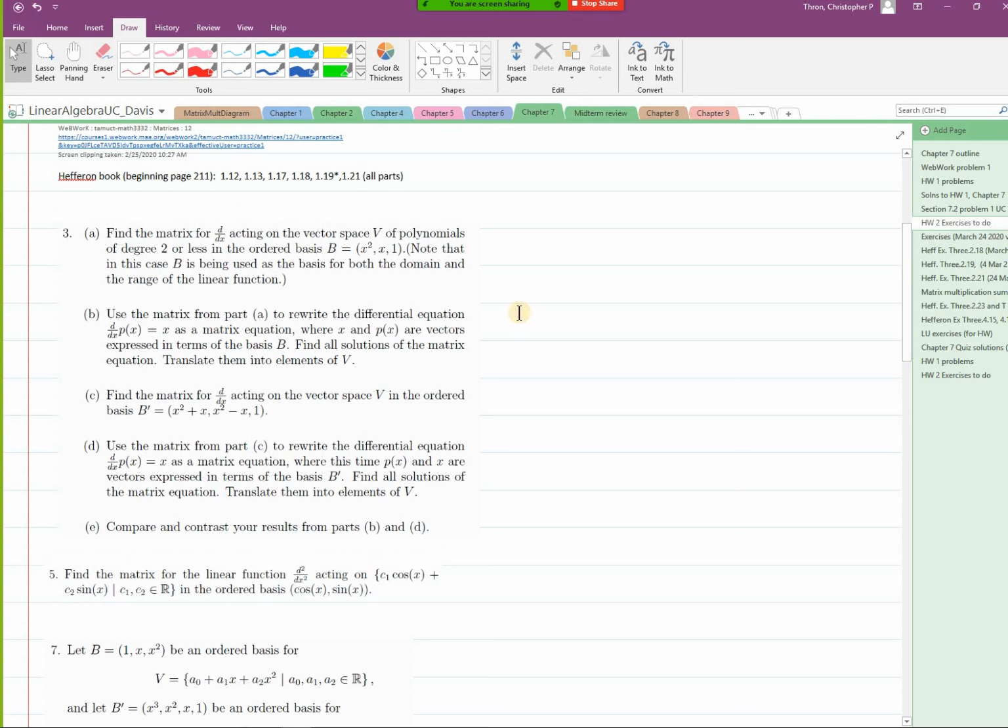Use that matrix. Let's try C. Good. Find the matrix for d/dx acting on this vector space. x squared plus x squared. Here, I'm going to write it here and then copy it down. So it's the same operation, but you have x squared plus x, x squared minus x, and 1. So let me just copy that down, because if I don't copy it, I won't remember it.